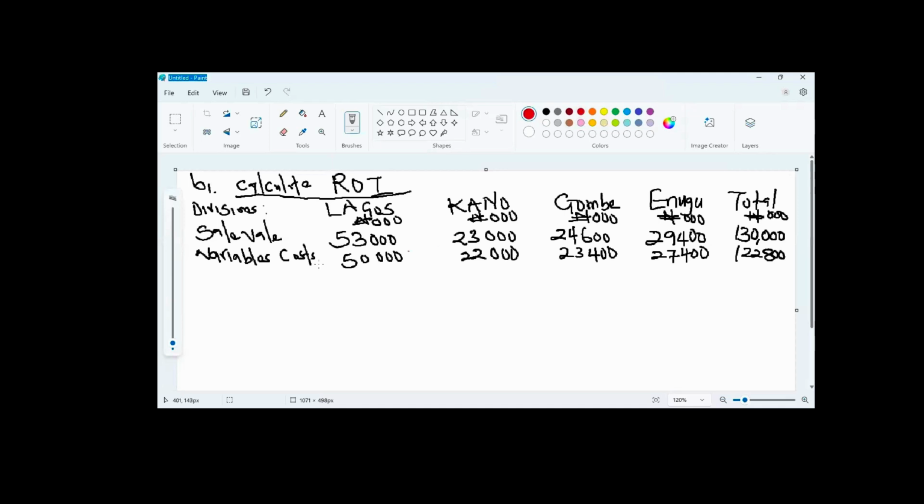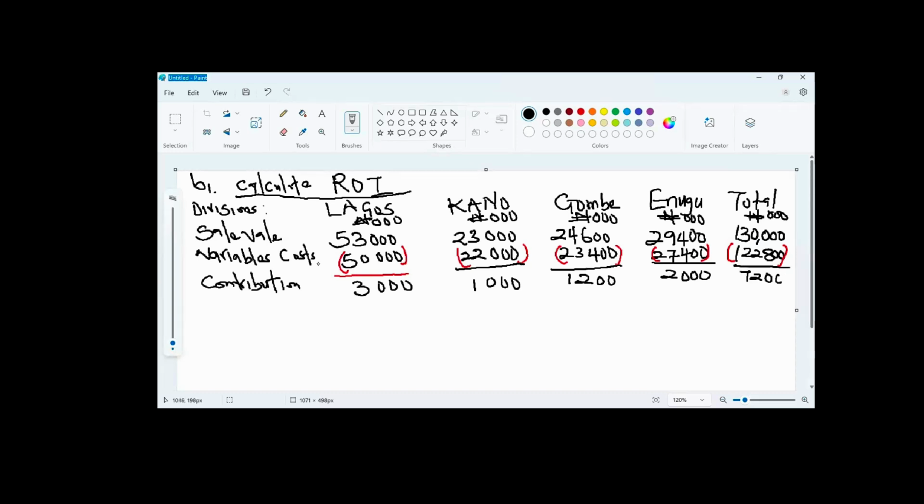Let me use red to do brackets. Now, while we are doing this, let's look for the contribution: sales minus variable cost. The contributions are 3,000, 1,000, 1,200, 1,200, and 2,000. Total contribution for the company? 7,200.